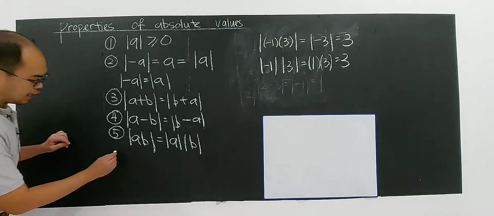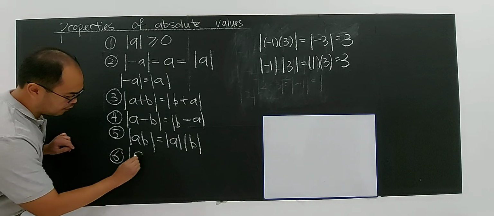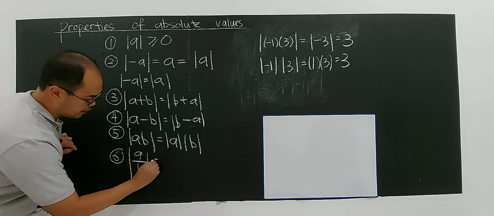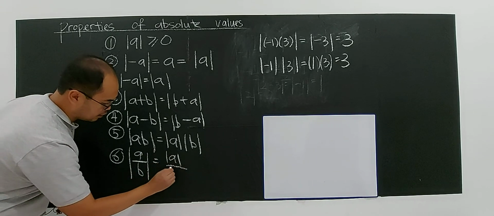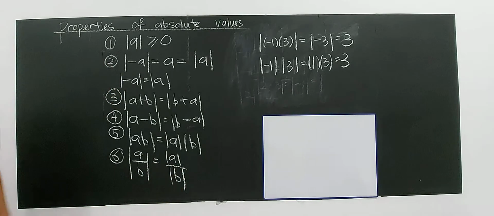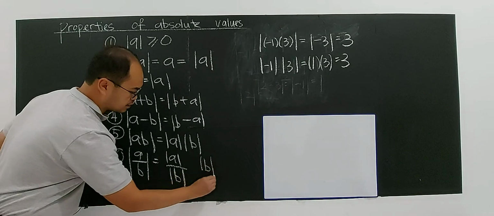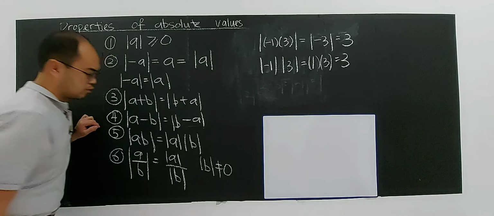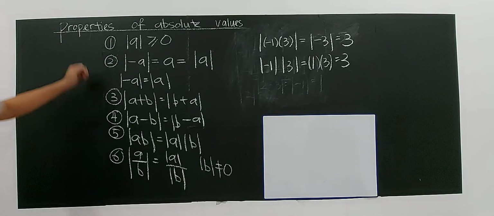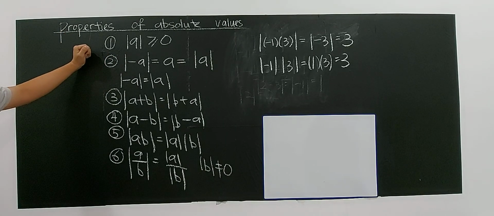The same thing happens for the modulus of a over b, which is the same as the modulus of a divided by the modulus of b, provided that the modulus of b is a non-zero number. So this is all the properties of absolute values that you need to know.